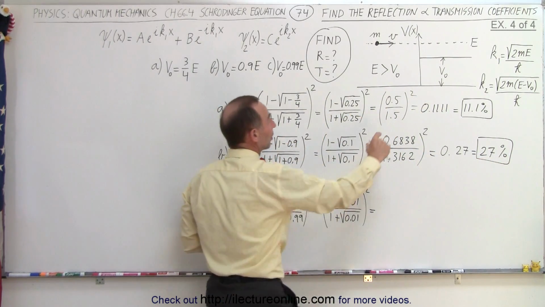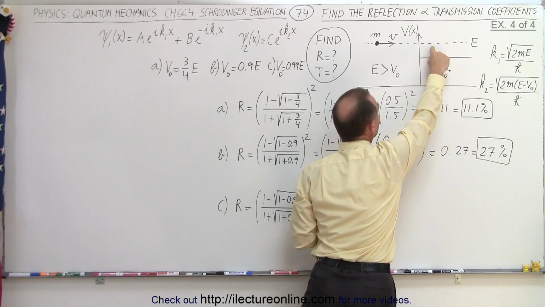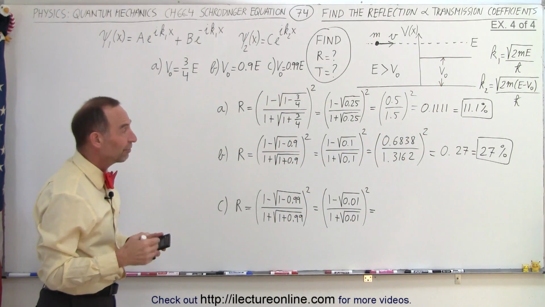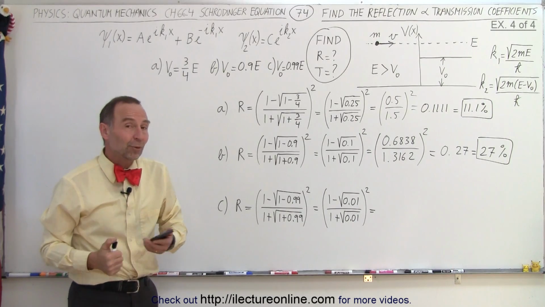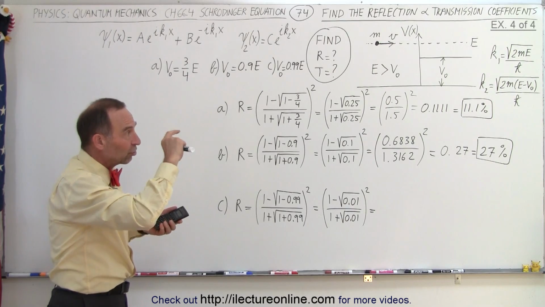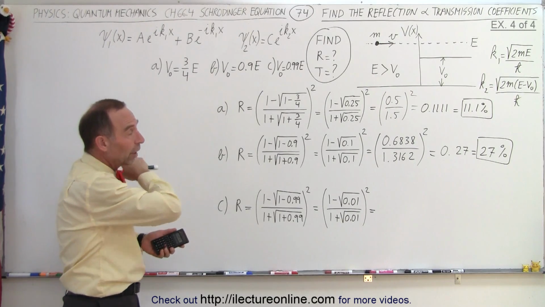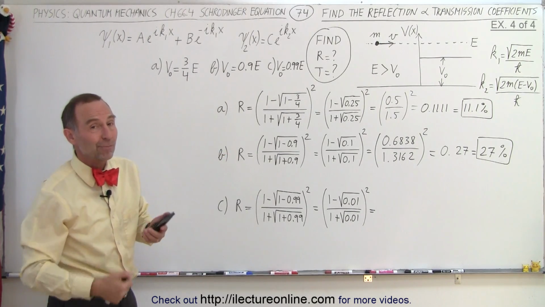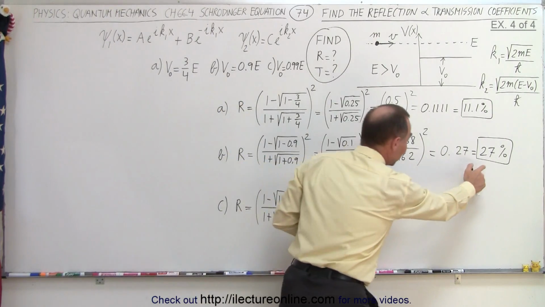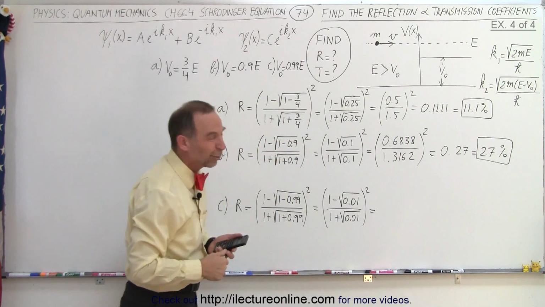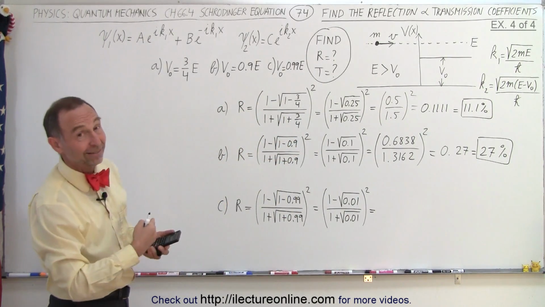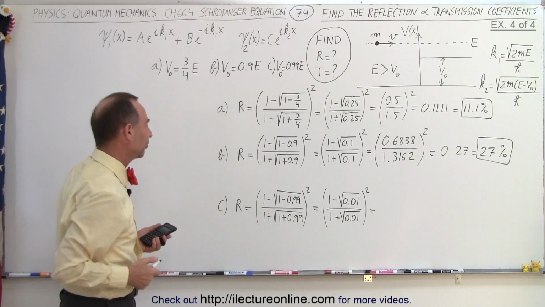When the potential of the step is 90% the energy of the particle, only 27% of the particles are reflected. On the other hand, if this was a classical mechanical problem and the potential step was less than the energy of the particle, 100% of the particles would continue past the step. So at least in quantum mechanics, 27% of the particles are actually reflected, which means that 73% of the particles are transmitted.